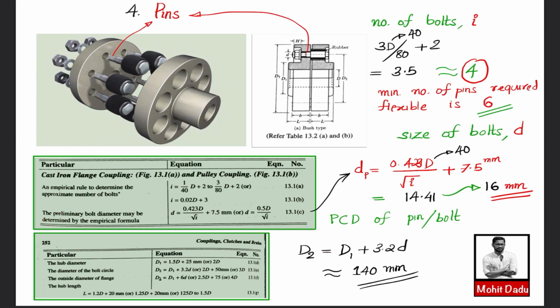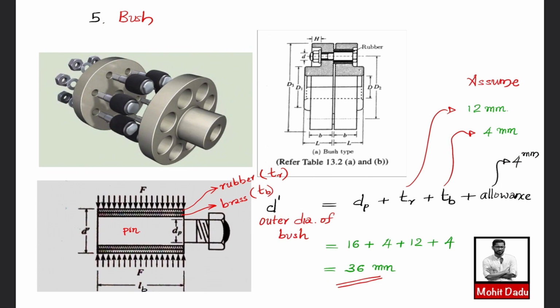Next we will be finding the dimensions of the bush. The bush is the material which comes as a covering for this pin on the second flange. Here this pin is fixed to this flange, and the other end is enlarged, and on this the bushes come. Usually we use a rubber bush with a brass bush lining. Brass will be at the inner surface and the rubber bush at the outer surface. This enlarged portion of the pin and bush arrangement you can see here.